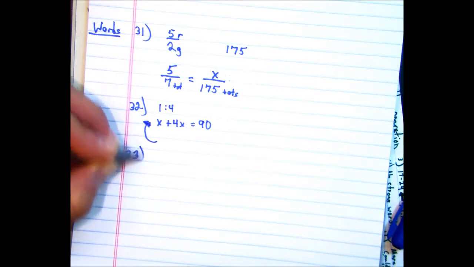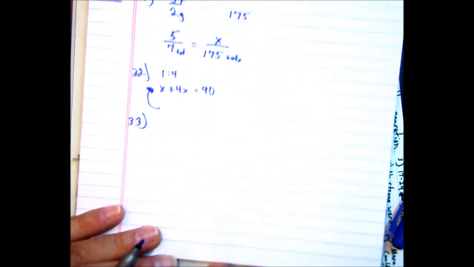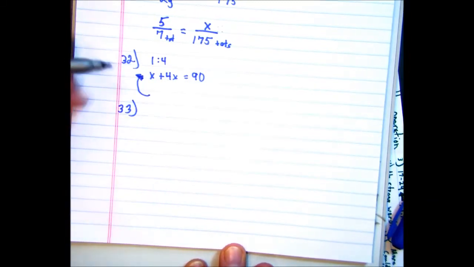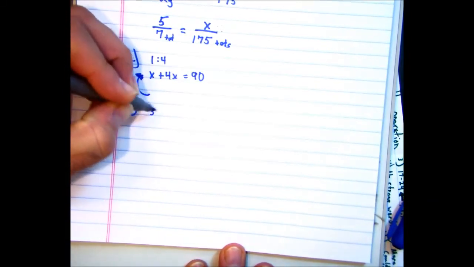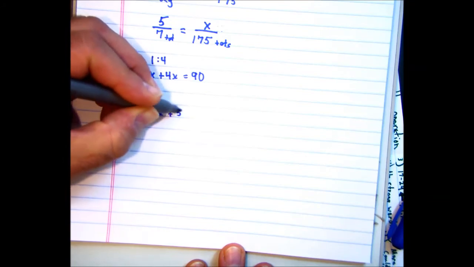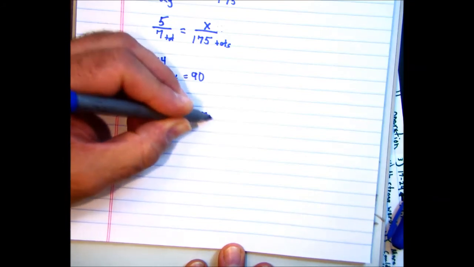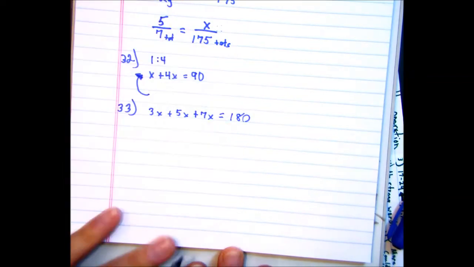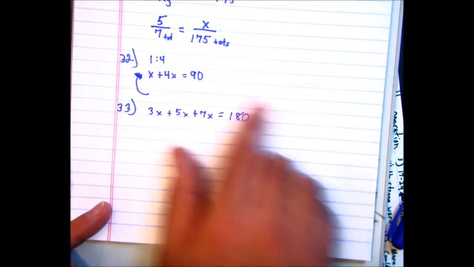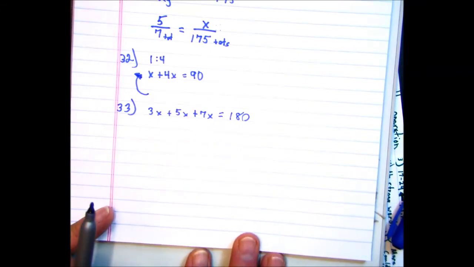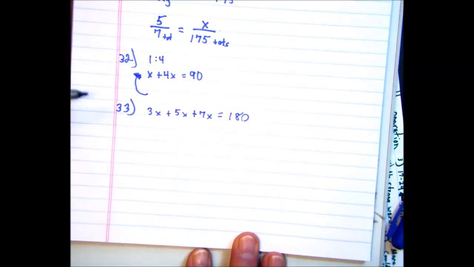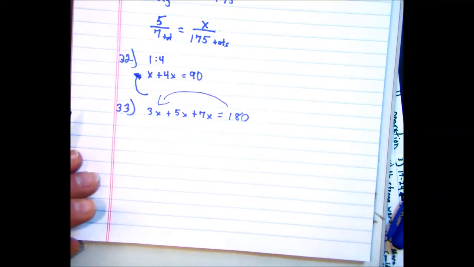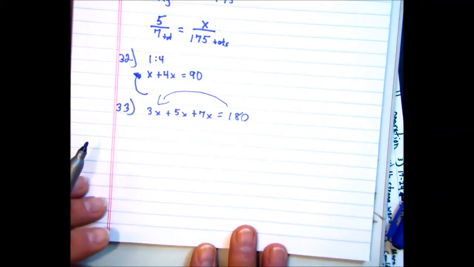Problem 33 revolves around knowing what a triangle is. A triangle adds up to 180. And they gave you the ratio of 3 to 5 to 7. You would add those up to equal 180. And again, this is just the arithmetic part. The question asks, what is the measure of the smallest angle? So after you get an answer for x, you'd have to turn around and plug it back in to your problem to get an answer for the problem.